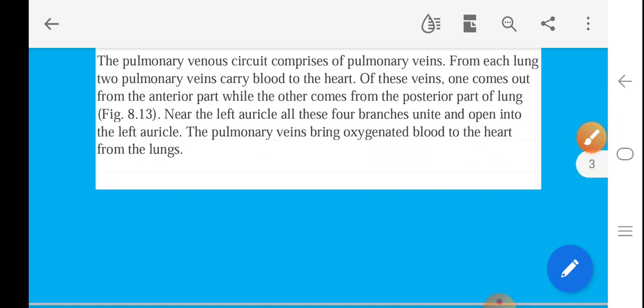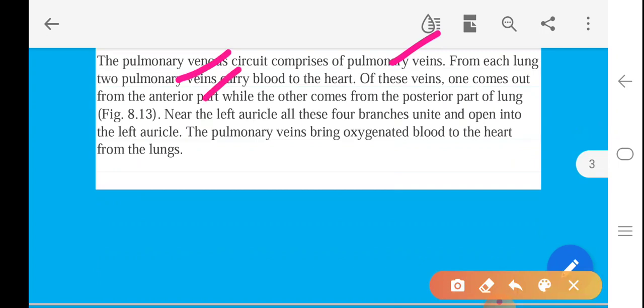Pulmonary venous circuit comprises pulmonary veins. From each lung, two pulmonary veins carry blood to the heart. Of these veins, one comes out from the anterior part, while the other comes from the posterior part of the lung near the left auricle. All these four branches unite and open into the left auricle. The pulmonary veins bring oxygenated blood to the heart from the lung.